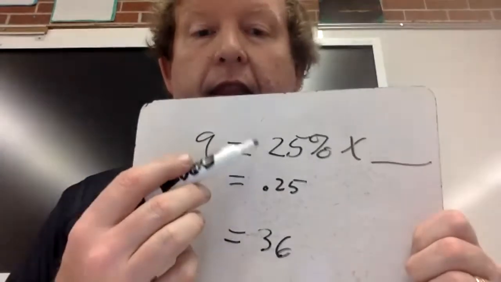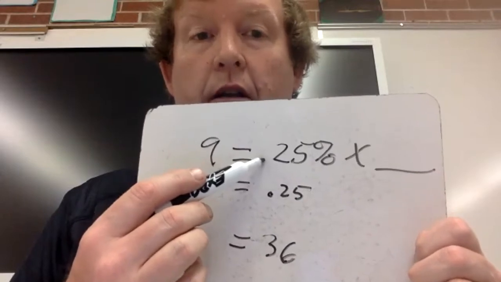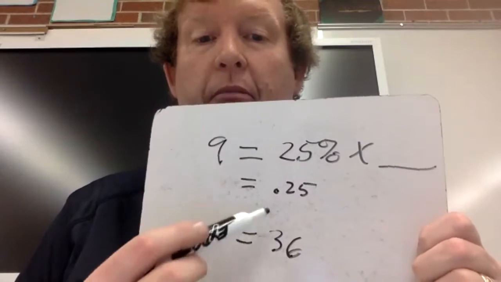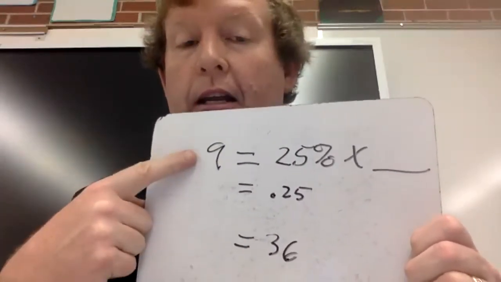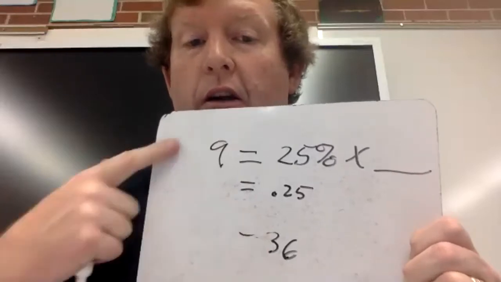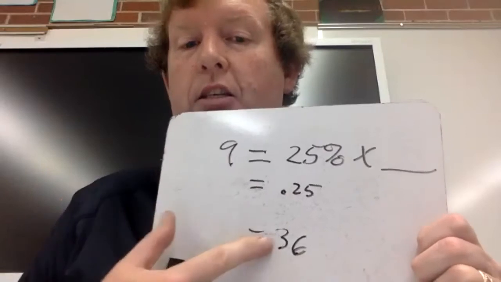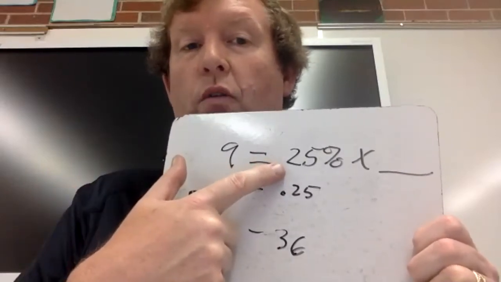And unless this number is in the 100% zone, your answer on these will be larger than this number. So to figure out whether you got it right, check your answer. If this is larger than this, you're good. The only way this would be less than this is if our percentage was over 100%.